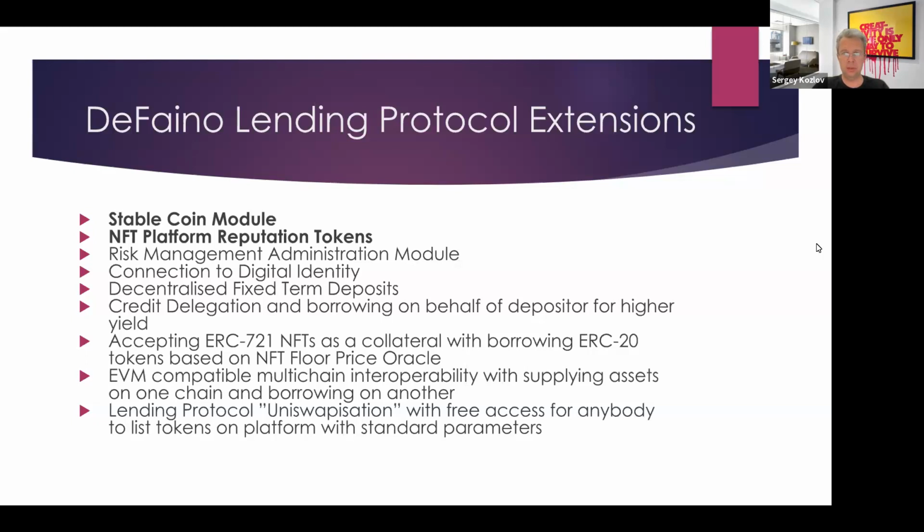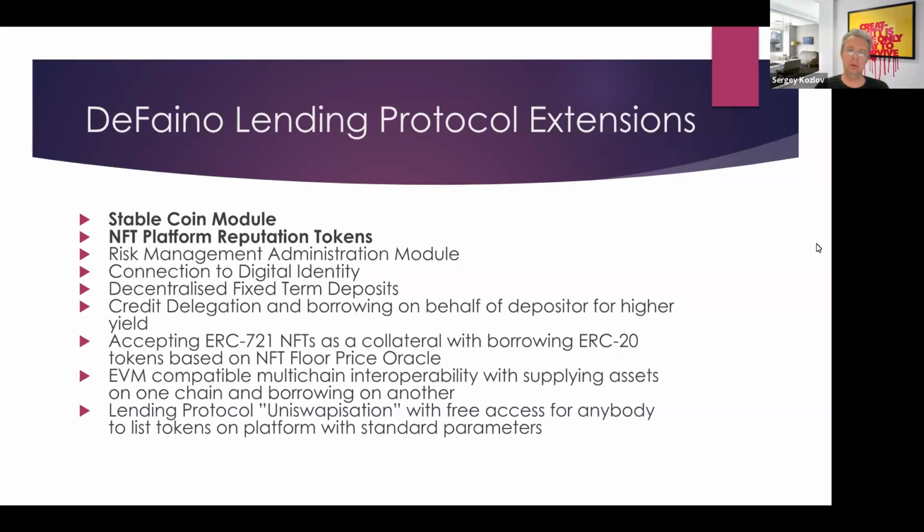Then decentralized fixed term deposits. Here we were talking only about on-demand deposits, meaning that you can supply and withdraw at any time. But if we had the ability to set up a fixed term, maybe 3 months, during which you cannot withdraw your liquidity, then we might think about paying you a higher interest rate. The credit delegation, accepting NFT as collateral, and we will talk about it on the example of the Blend protocol. Then, of course, EVM compatible multi-chain interoperability, which is quite difficult today, but it's also great stuff.